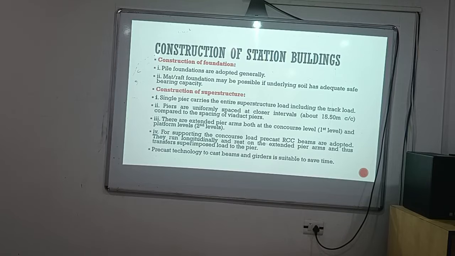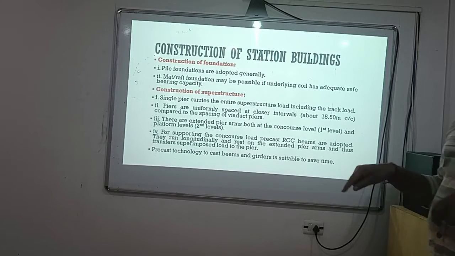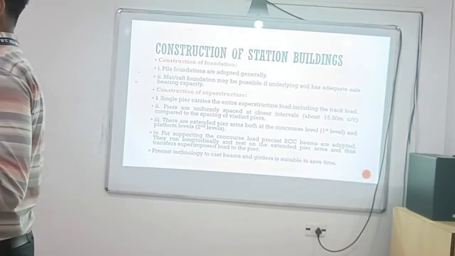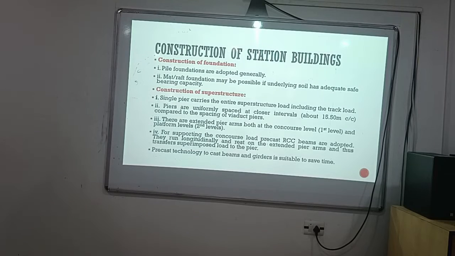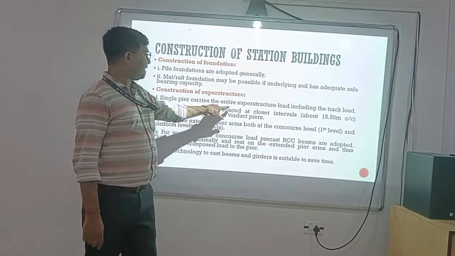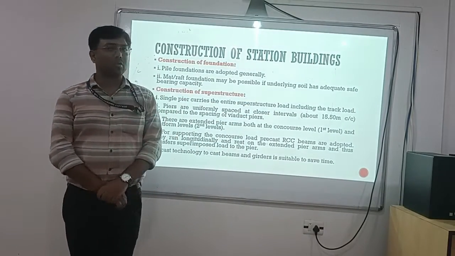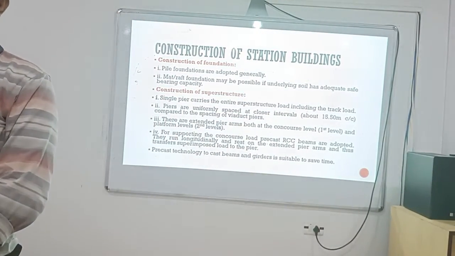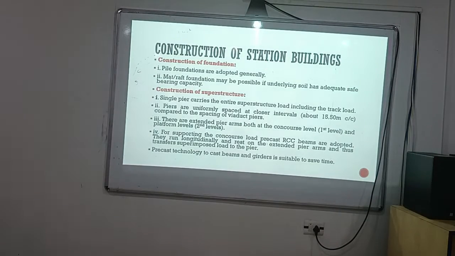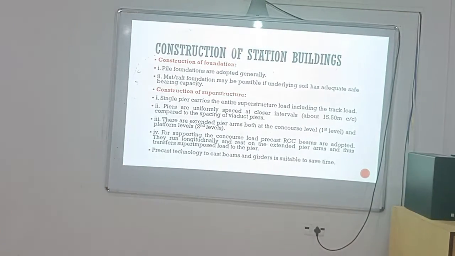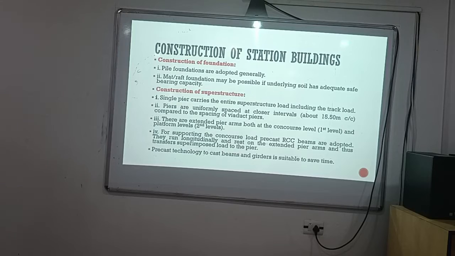For the superstructure, we start from the pile foundation. A number of piles are taken, after that the pile cap is constructed, and a single pile carries the entire superstructure load including the track load of the metro rail. So the superstructure is included starting from the pile foundation. Now piles are placed at closer intervals, about 15.5 meters center to center, compared to the spacing of viaduct piles.